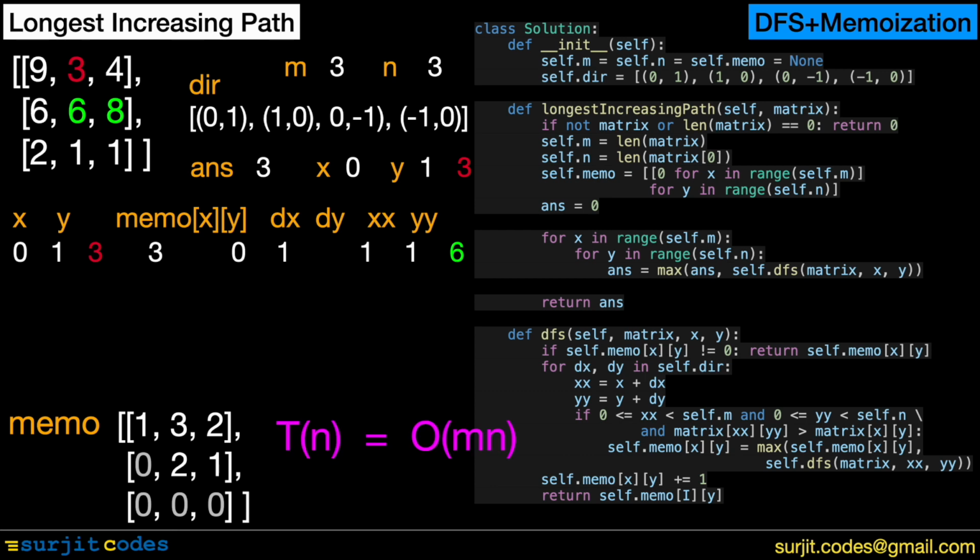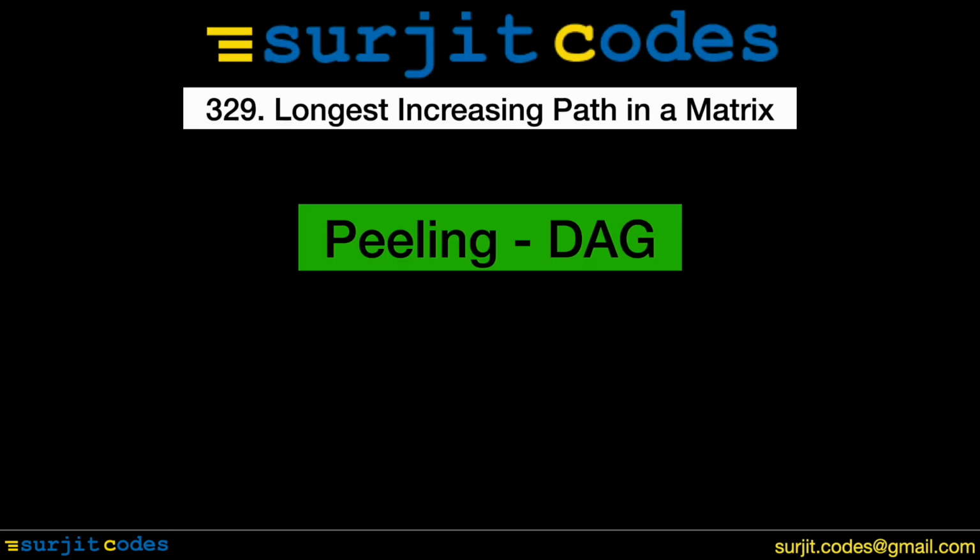There are mn memo cells. Each cell is processed only once and has 4 neighbors. Their processing time complexity is 4mn, which is same as mn. Memo cells are mn, which becomes space complexity. Size of the call stack is much less than mn.